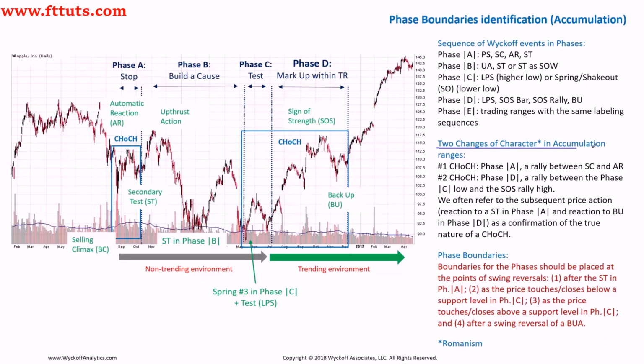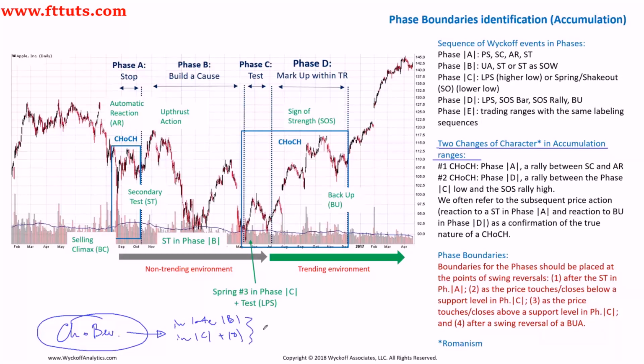Then we've talked about two changes of character in the reaccumulation. Originally, again, I've talked about this. Originally, when I was studying the Wyckoff method and Hank was introducing me to this concept, Hank had a concept of the change of behavior. He never actually specifically talked about the change of character. So change of behavior was basically identified in late phase B and in phase C and in phase D.